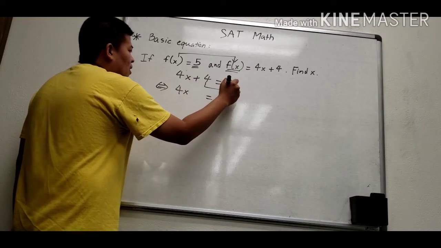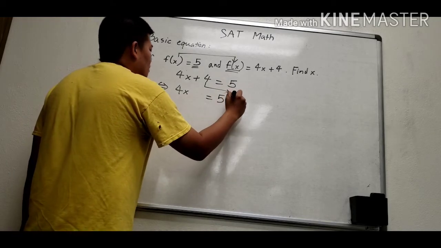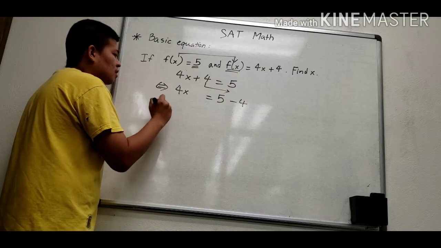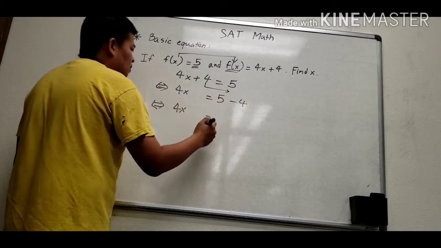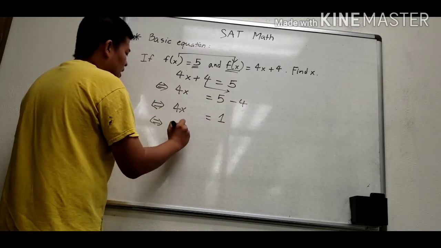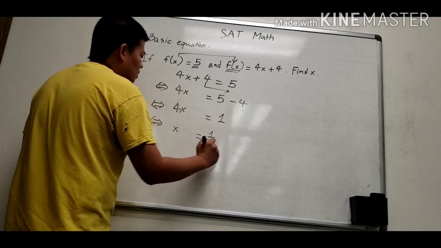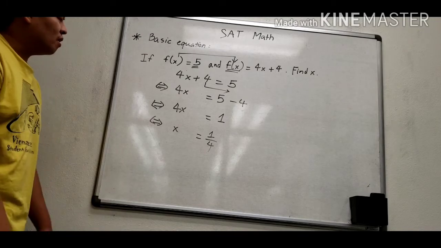So the question they ask is to find the s, so that's a symbol. We move number 4 to the right side, so we have 5 minus 4. We have 4s, and 5 minus 4 is about 1. And here we get s equal to 1 over 4, because we divide both sides by number 4, so that's why you get 1 over 4.